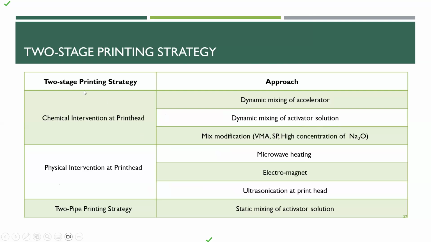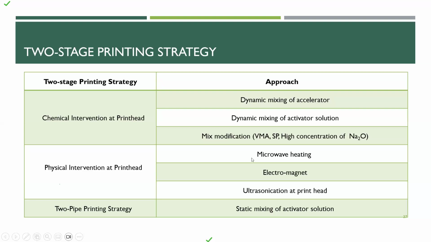There can be chemical intervention. Accelerator can be used. If you are working on geopolymer, then you use activator solution. We use a high concentration of sodium oxide. We use superplasticizer. We use VMA. We use HPMC. We use SAP. Different kinds of additives can be used at the print head, just to increase the yield strength and the buildability of the material. So this is a mix modification approach in the case of dynamic mixing.